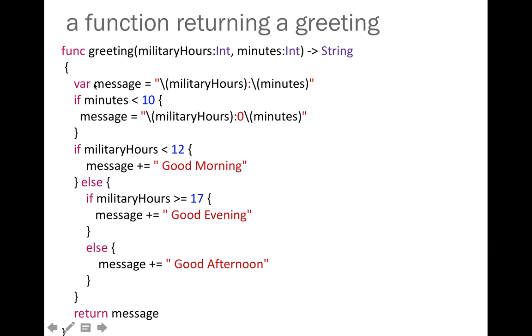So let's see here. We define the variable message equal to this one, okay? Then if the minute is less than this one, we set the message to this one. If the hour is less than 12, we do this one. Then in the else, we also put an if else there. Last, because the return type is String, we return message. Message here is also a string. So that is the function that returns a greeting.